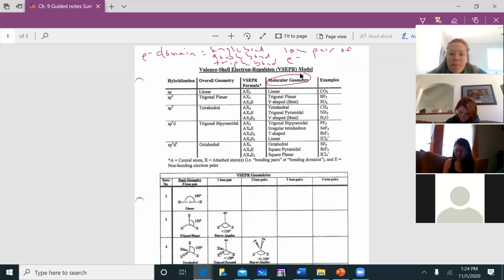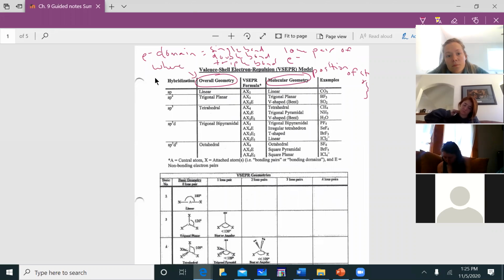Molecular geometry is telling you the position of atoms. Overall geometry is telling you where the electron groups, or electron domains, are. So overall geometry takes into account all electron groups. Molecular geometry takes into account where the electron groups are that are attached to the atoms. This is a good rule of thumb.